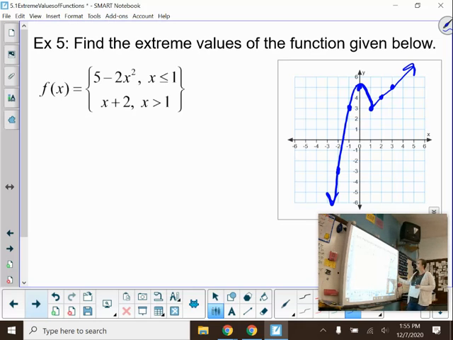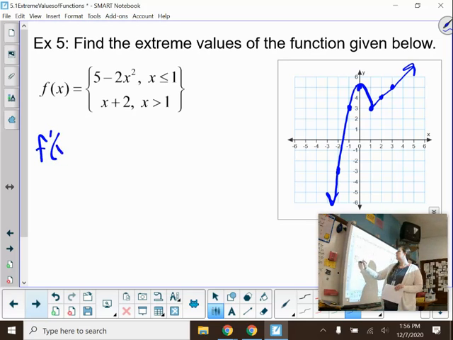And I saved a little bit of time by graphing this. We want to find the extreme values of the function that's given here. So we have the first piece is 5 minus 2x squared if x is less than or equal to 1, and then x plus 2 if x is greater than 1. So at 1, they do have the same value. That is a corner there. So one of the candidates that I would have for my possible extreme values is going to be at 1 because it's not differentiable there.